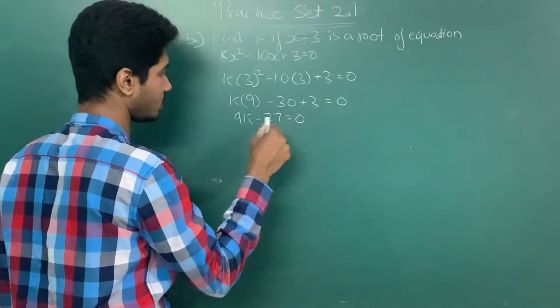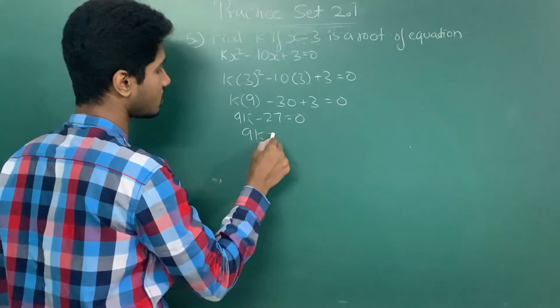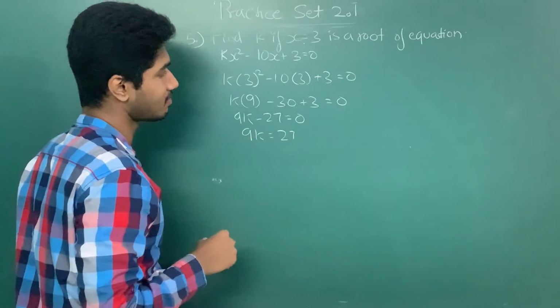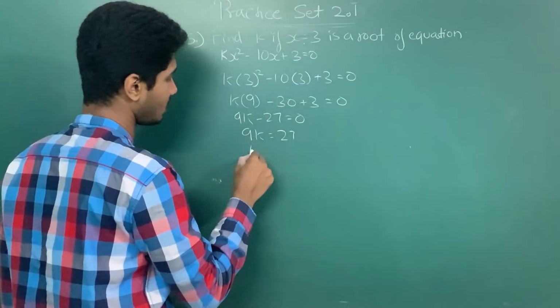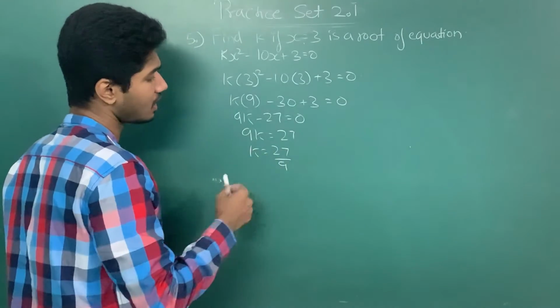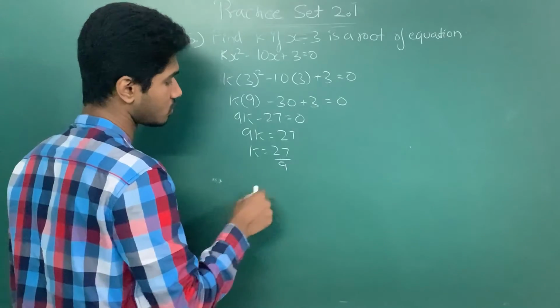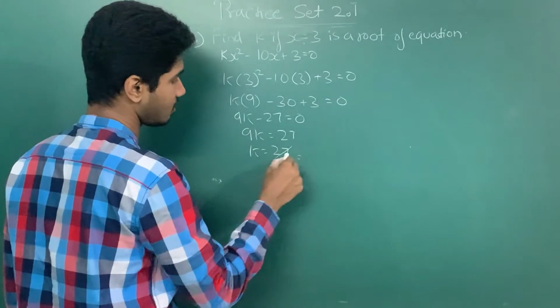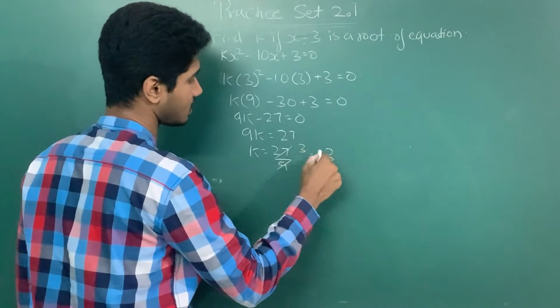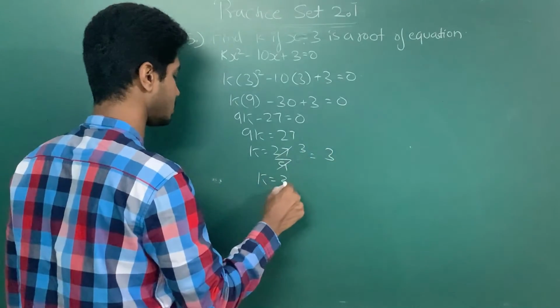Now we'll shift this minus 27 to the right hand side, we'll get the positive 27. Now over here 9 is in multiplication with k, so we shift it, we get 27 upon 9, or we can write it as dividing both the sides by 9. So we cancel it, we get the value as 3. That is, 9 3s are 27. So the value of k is 3.